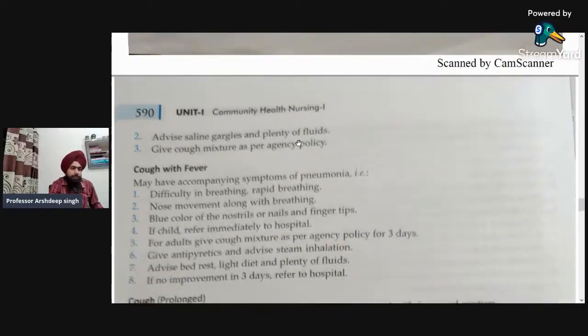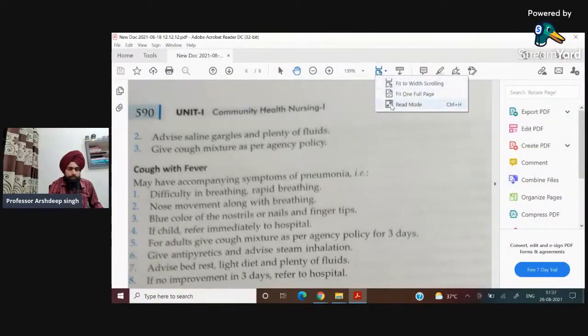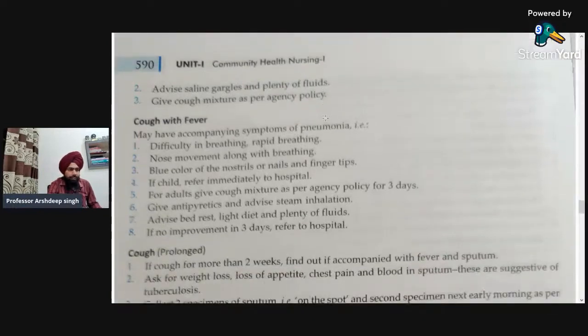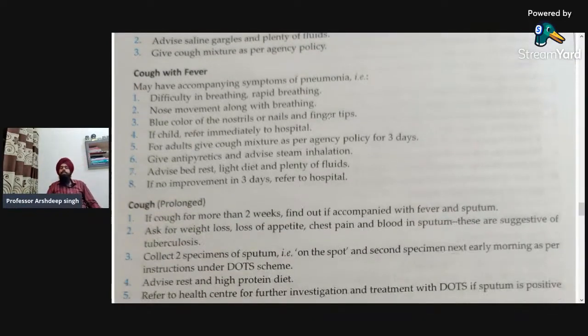Next, if the cough is present with the fever, then in many infections or diseases, the patient may suffer from the cough and also with the fever. So how would we manage that? So it includes difficulty in breathing. First of all, what is the sign? The various sign. So cough with fever can be associated with the pneumonia. What are the main signs? That is, difficulty in breathing and rapid breathing may be present. Nose movement along with breathing, and blue color of the nostrils or the nails and fingertips. These are some of the signs that may be present.